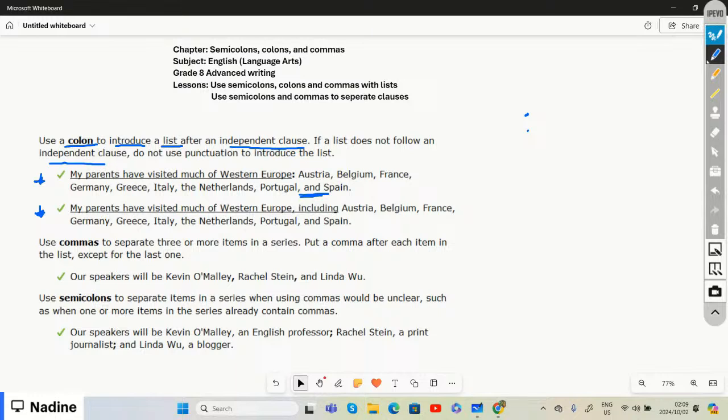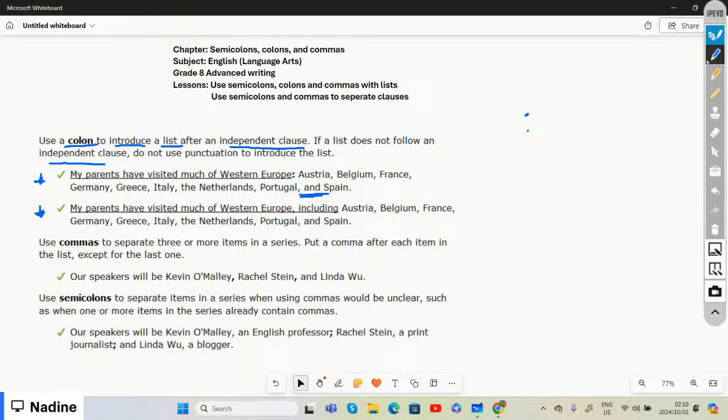So now they are saying "including," meaning that they are giving you a list, yes, but the sentence is still going on, right? By saying "including," they're making mention of all the places that the parents have visited. So if you use words like "including" or "such as," it means that the sentence is still continuing. We do not add a colon in that case, right?